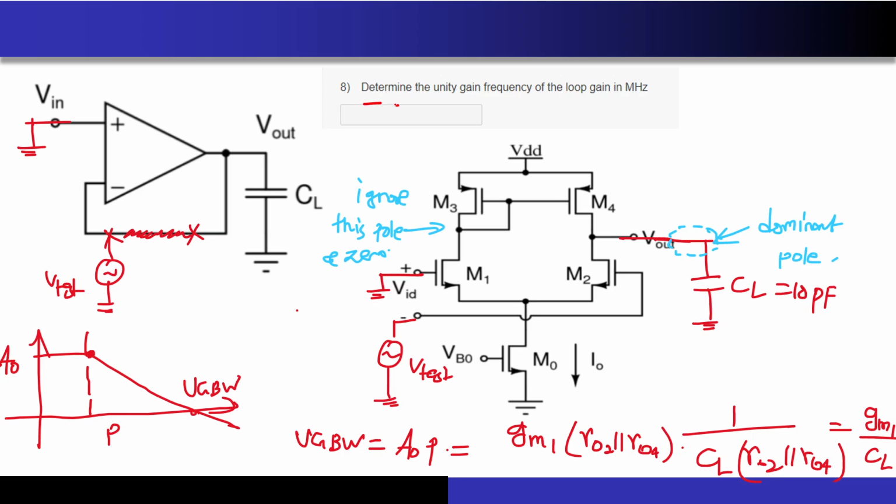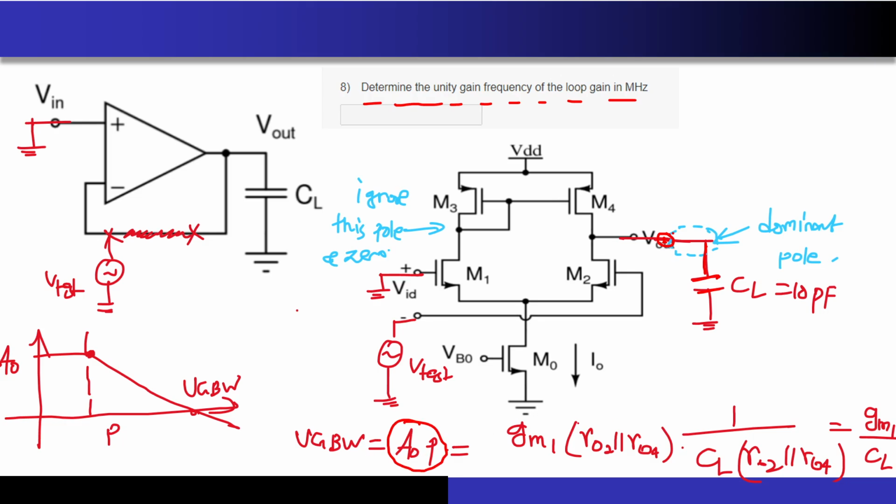How will you calculate the unity gain frequency, the loop gain frequency? So remember, this is the final circuit that I have. I have to break the loop and then do the exact same analysis that I have been doing a lot of times. Correct? There is a CL that is present. The dominant pole will be created at this particular location because apart from CL there is no other parasitic capacitance that is present. Correct? So the unity gain bandwidth is nothing but the DC gain into the dominant pole.